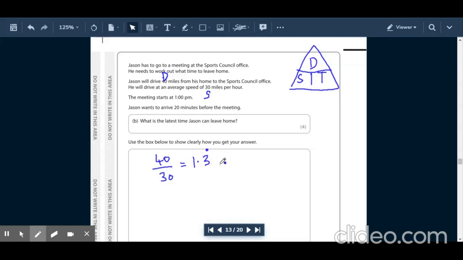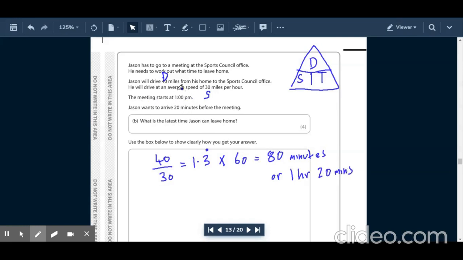And then that's 1.33333 hours. So I can times that by 60. It's going to be 80 minutes. Or I could write that as 1 hour and 20 minutes.